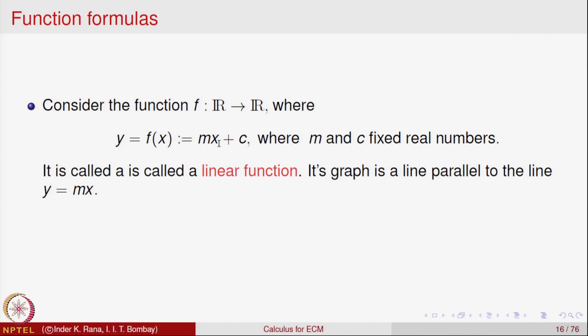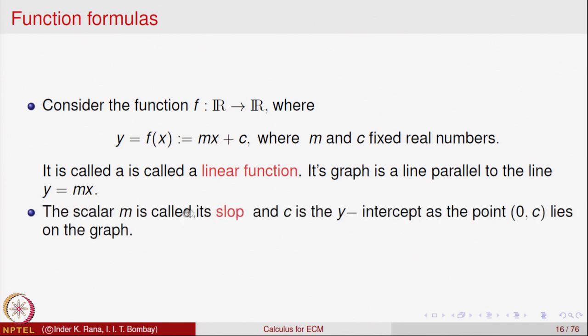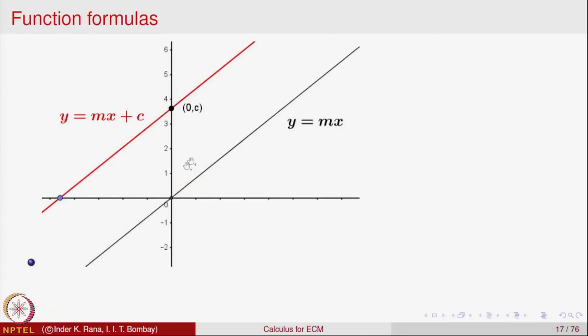If x is equal to 0, then y is equal to c. So, it passes through the point (0, c), and m remains the same, that inclination in a sense remains the same, it is parallel. So, that means if this is a line y equal to mx plus c, and if we just translate it and draw a parallel line, then this is the graph of the function y equal to mx plus c. Such functions are called linear functions.